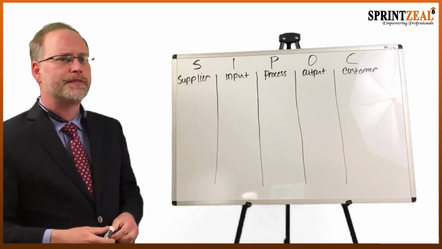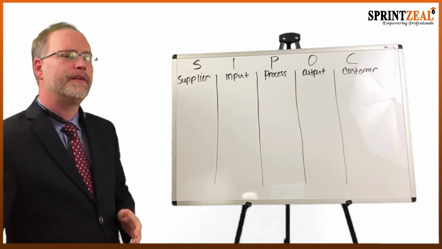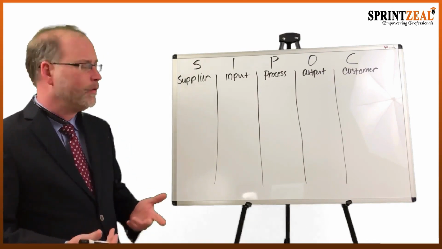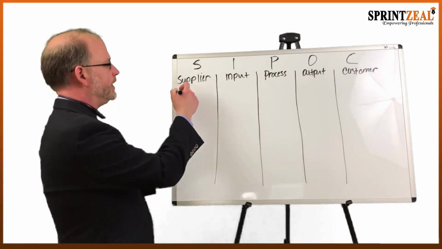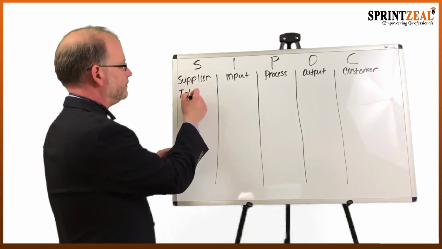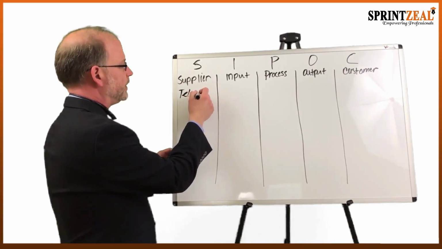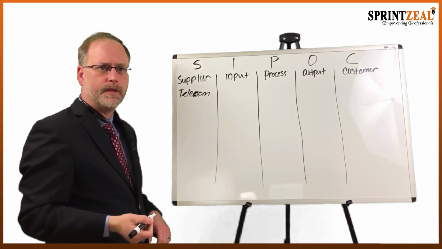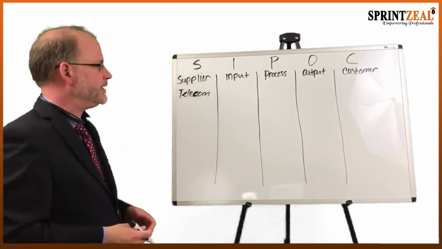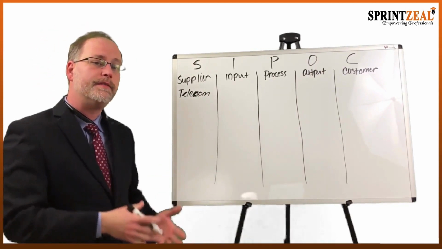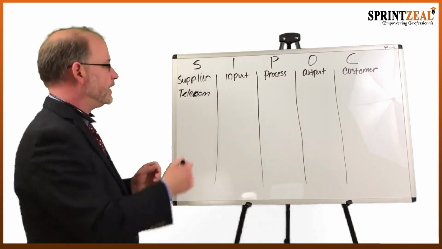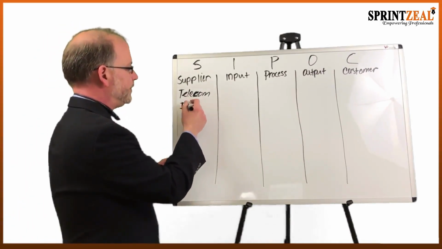So the suppliers for our call center would be who is giving us the stuff to be able to perform our process. Well, the first thing that we could say is that it's the telecom company. So I'm just going to write telecom. See if I could spell telecom. Right? So outside of the telecom company, is there anybody else that gives us something to produce our process? And we're going to say it's going to be some IT companies.